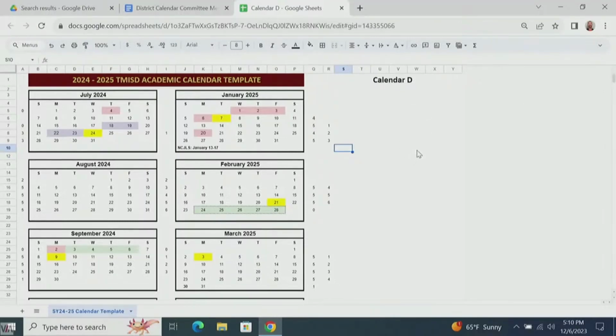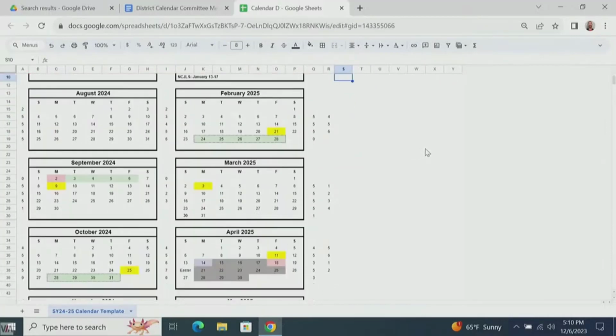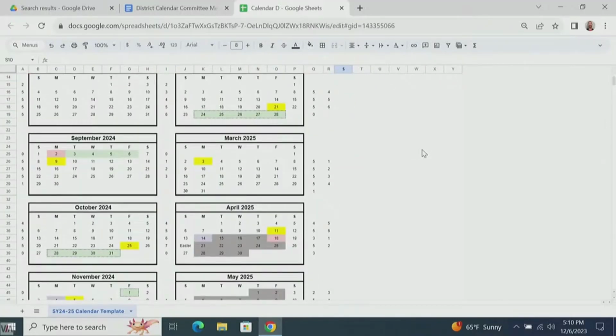Halloween is off as the primary. Oh, no, I agree with that. Yes, that's a good point. We said the same thing at middle school. Is there any dates that we could change that would make this the perfect calendar?